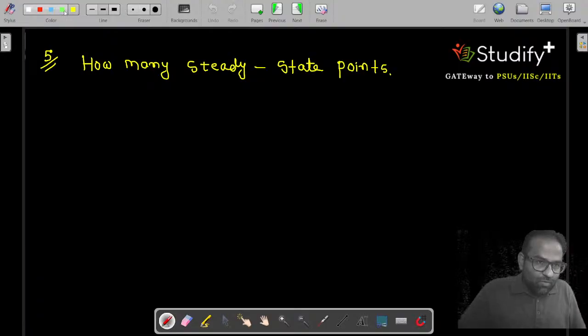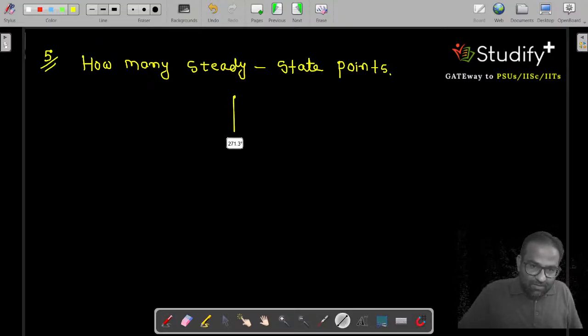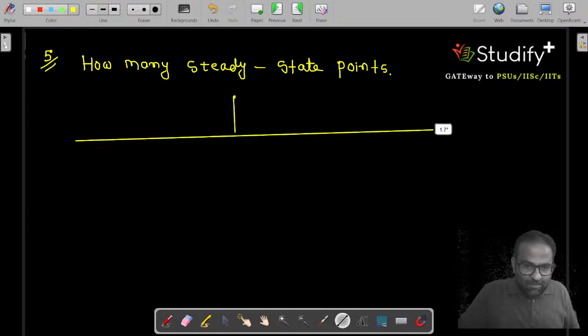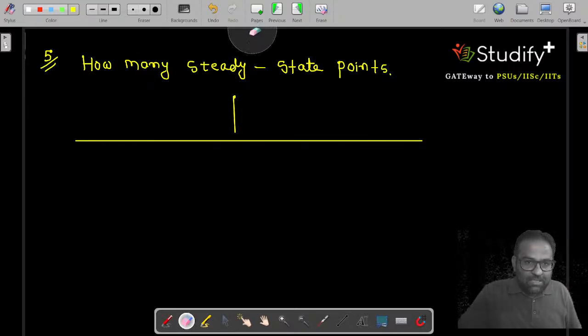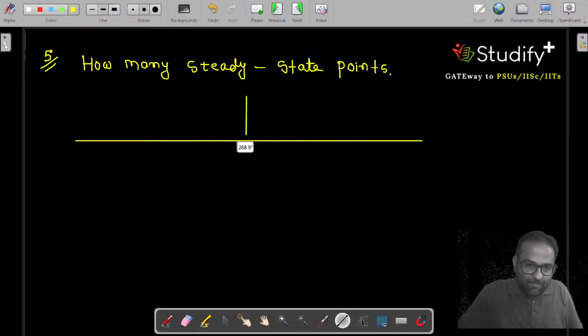So you have to divide this discussion into two parts. How many steady state points are here? So you can say the number of steady state points are this.